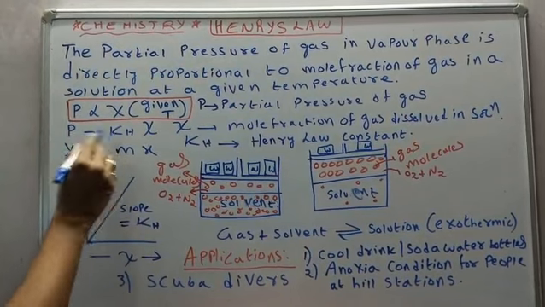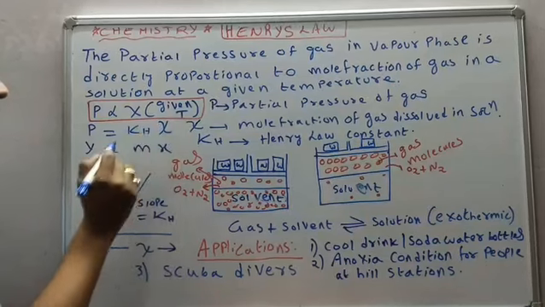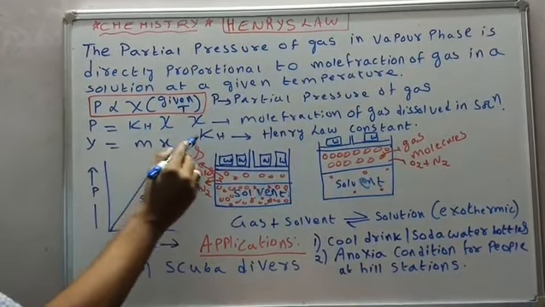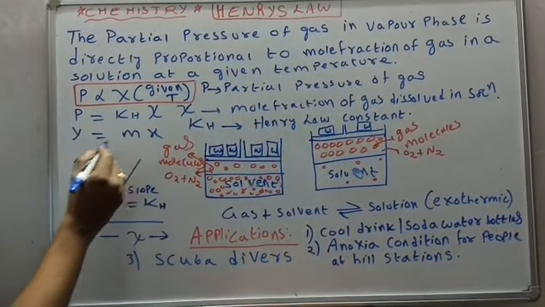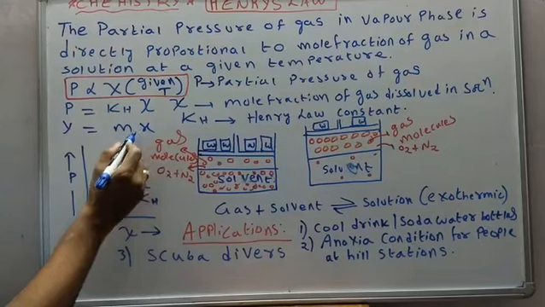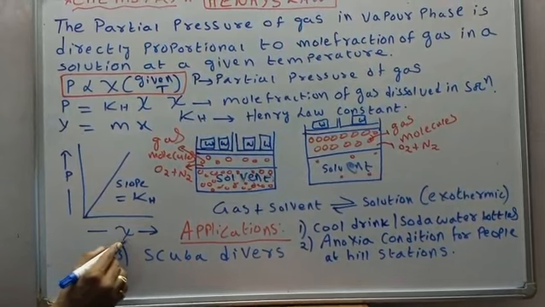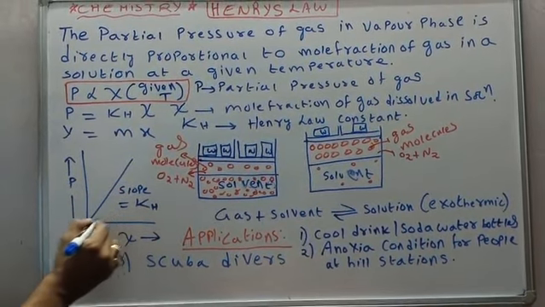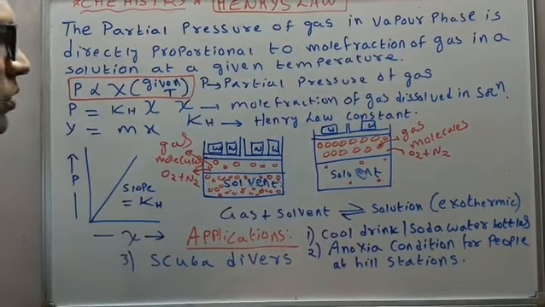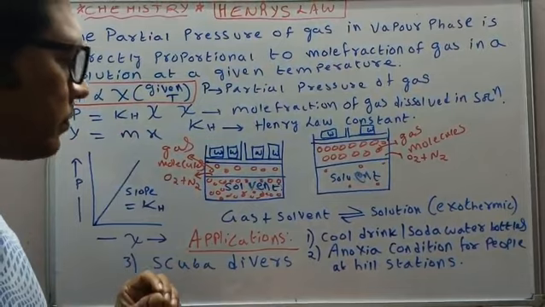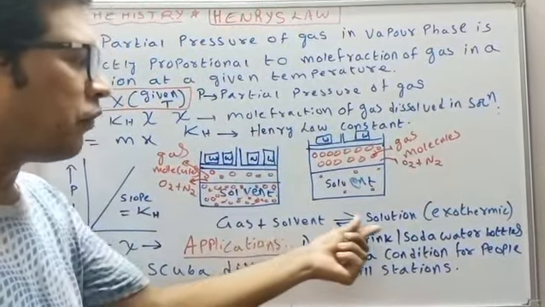If I remove proportionality, I can put a constant. So P is equal to Kh into mole fraction, where Kh is called the Henry's law constant. Since this is Henry's law, we say that it is the Henry's law constant. It is of the form y is equal to mx, so a straight line passing through the origin. Here pressure is on the y axis and mole fraction on the x axis, and the line passes through the origin. The slope will be Kh, since m is nothing but Kh.